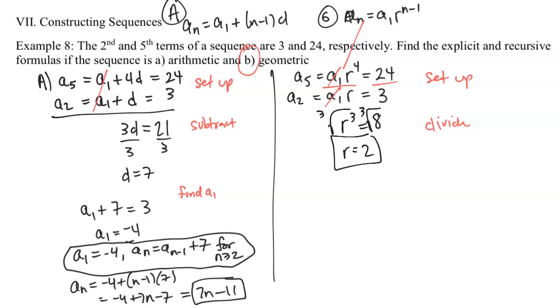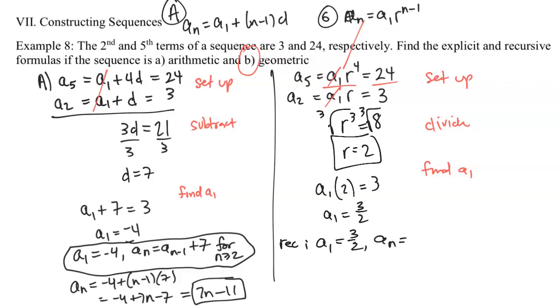And so now that I have that ratio, I'm going to be able to substitute back into one of the original equations in order to find a sub 1. And so if you go into the second equation, that one seems a little bit more straightforward. a1 times my ratio of 2 is equal to 3. And so divide both sides by 2 to get a1 is equal to 3 halves. And so now I'm ready to set up my recursive definition, and that's going to say a sub 1 is equal to 3 halves, and a sub n is equal to 2 times a sub n minus 1, and that's valid for n greater than or equal to 2.